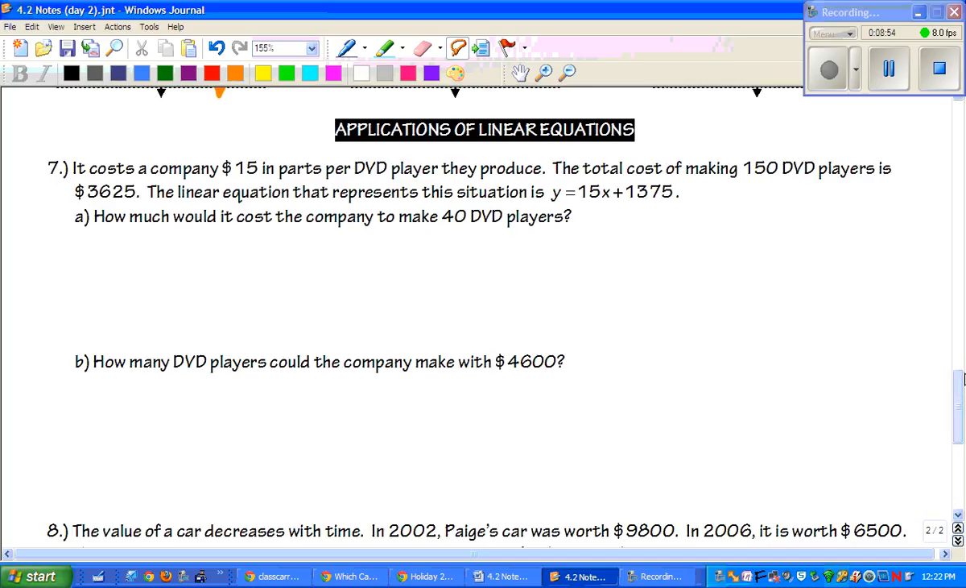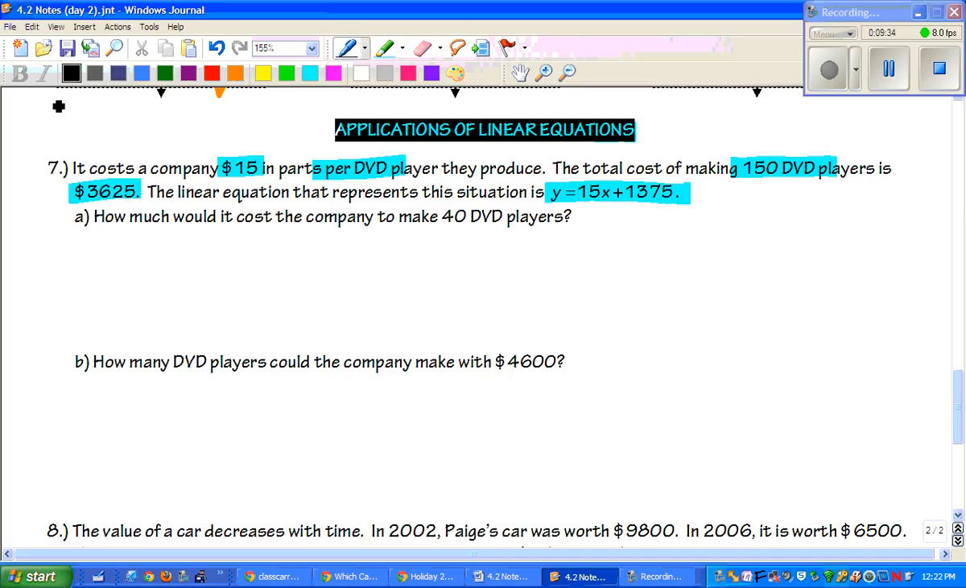Okay, applications of linear equations. What we have now is we're going to have these word problems and we're going to have to figure out everything and solve and answer the question. So let's go ahead and start reading. Number 7 says it costs a company $15 per DVD player they produce. The total cost of making 150 DVD players is $3,625. The linear equation that represents the situation is y equals 15x plus 1,375.